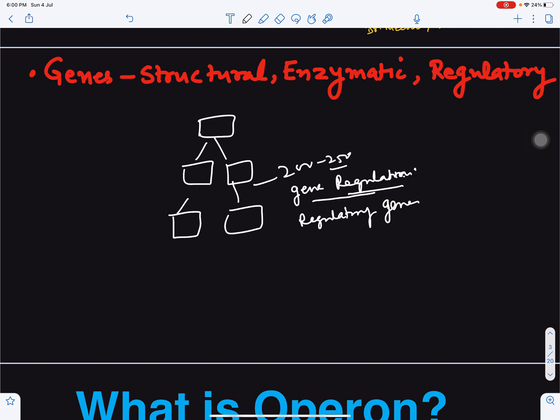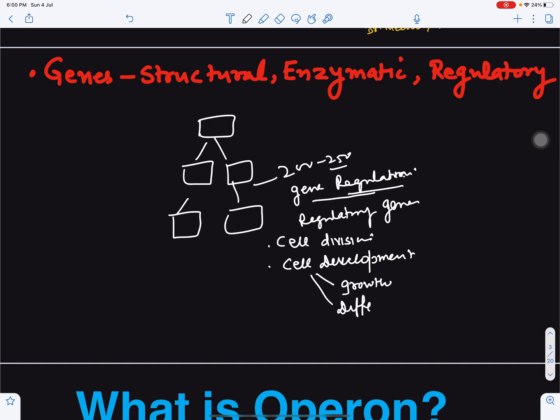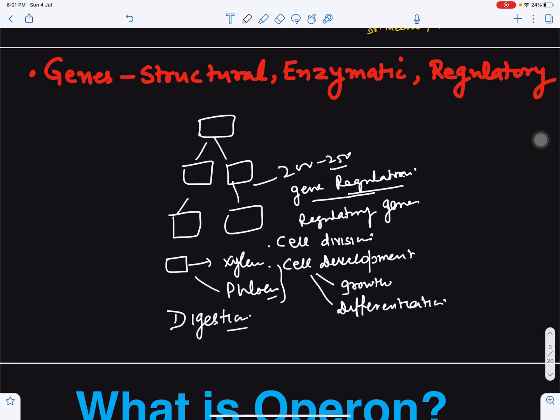Similarly, if we take another example, like this is of cell division, we can take other processes like cell development, growth, differentiation. Supposing a cell is getting converted into xylem tissue or phloem tissue, after a certain time, this has to be stopped, and this is done by gene regulation. Like if we talk about the digestion process, when we eat food, digestion will start, digestive enzymes will be produced, and after digestion has been completed, this has to be switched off.